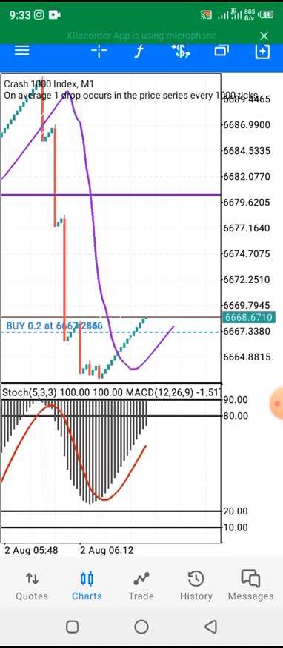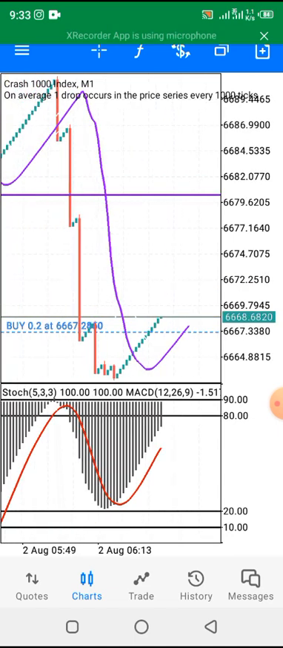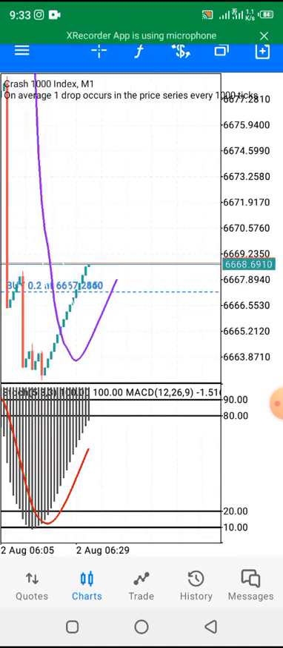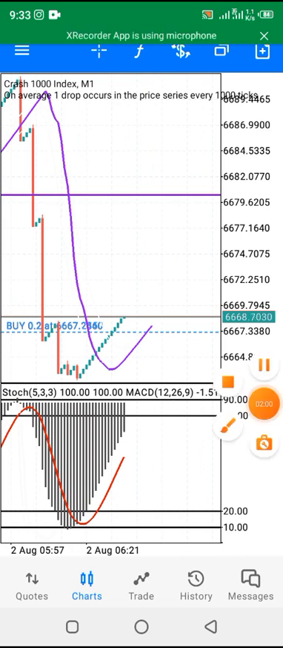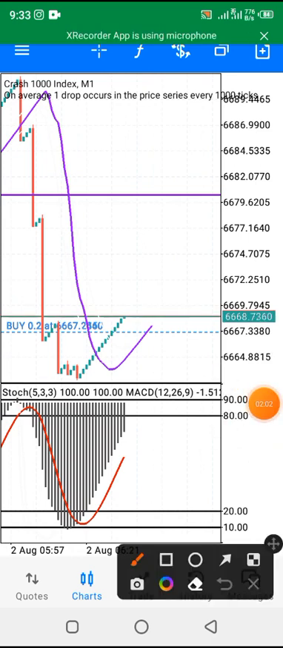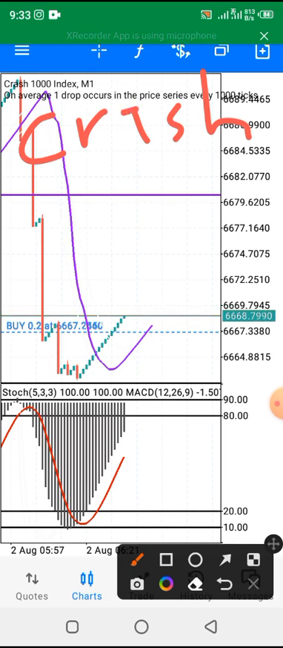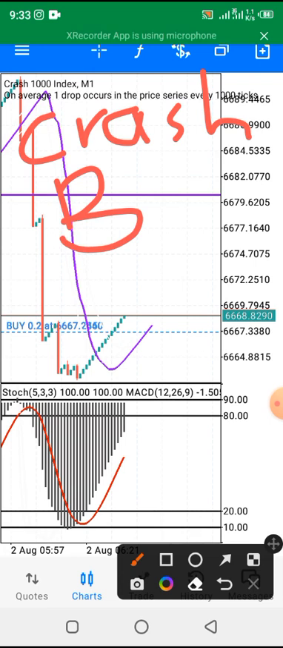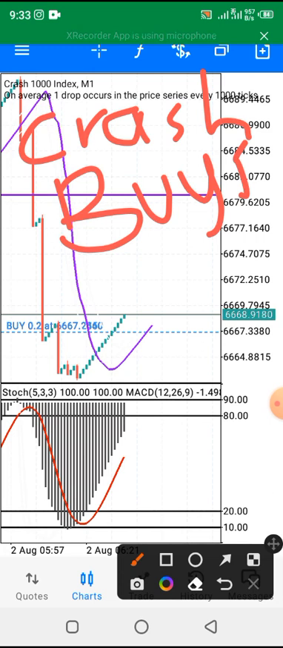Let me start by first explaining. As you can see, I'm already in a trade here, guys. So guys, look here. This is Crash 1000, and we are looking for buys, right? Before we buy, there are certain conditions that have to be met, right, guys?